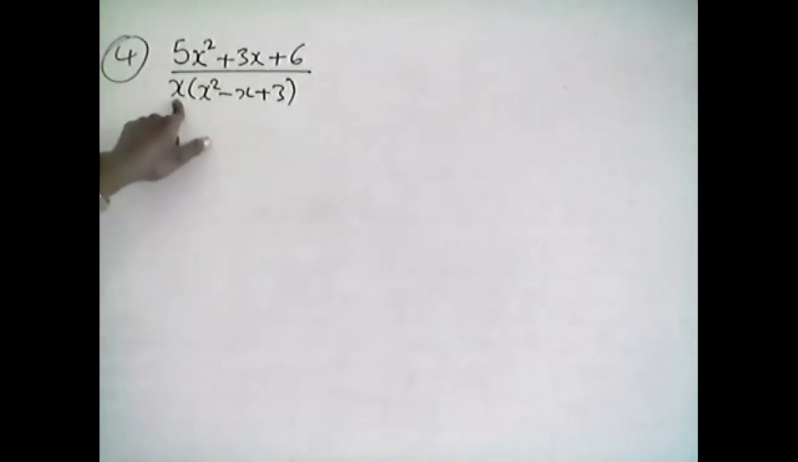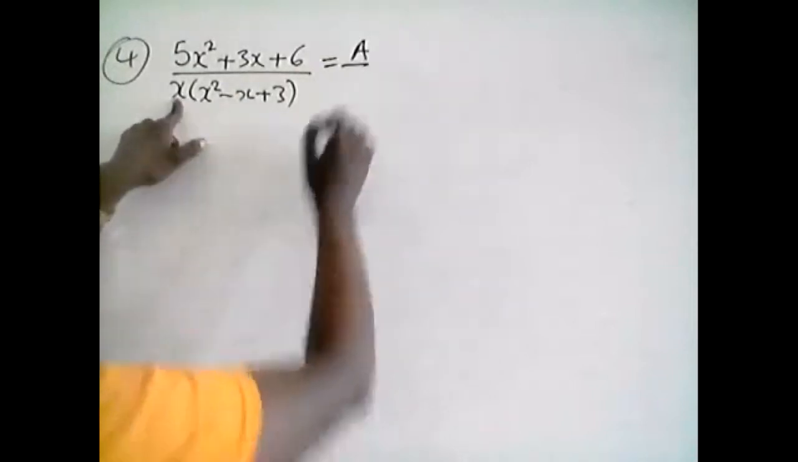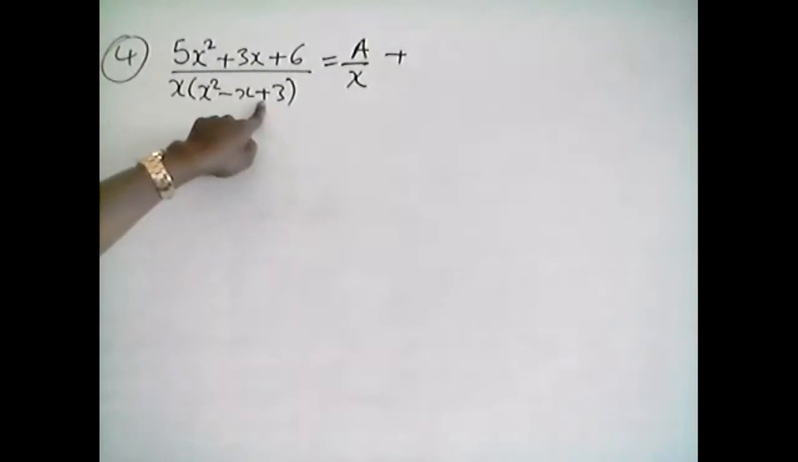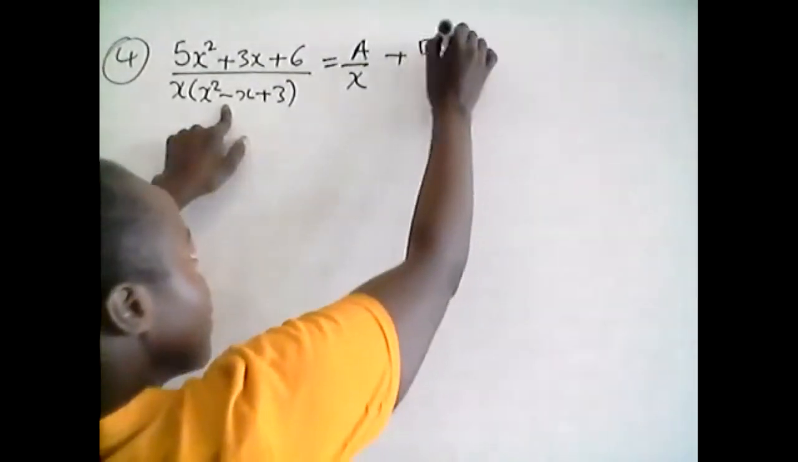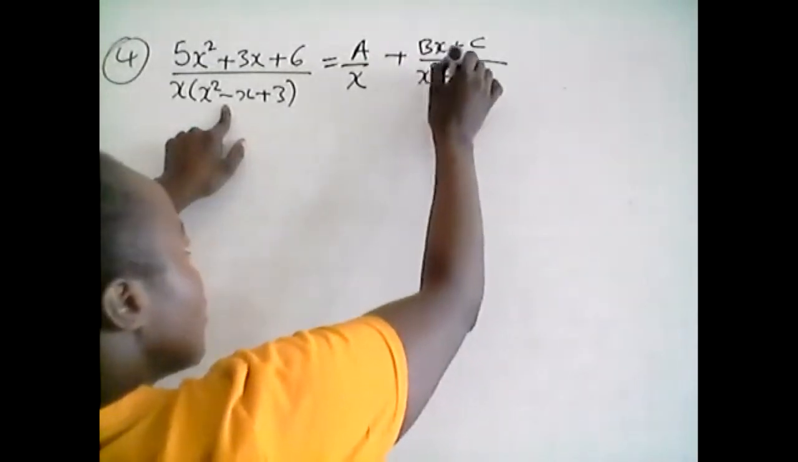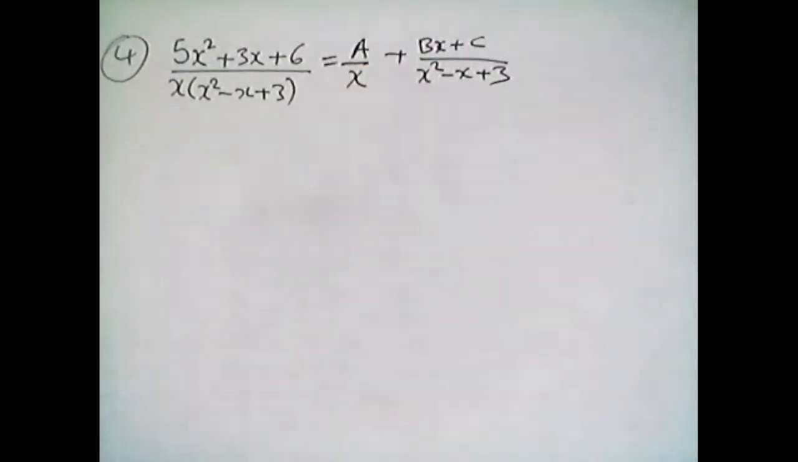How do we express a linear? This will be a over linear, just x plus. Now this is a quadratic. So it will be bx plus c over x squared minus x plus 3, like that.